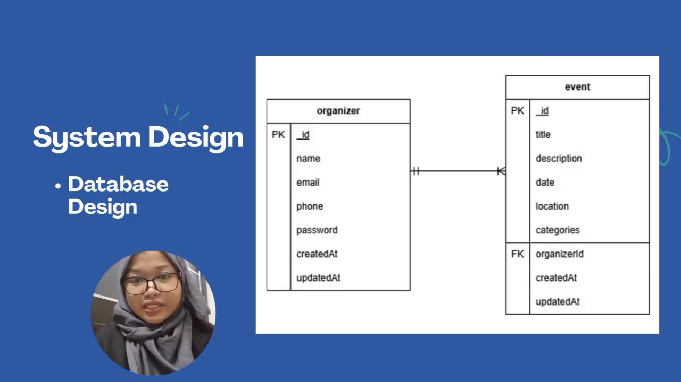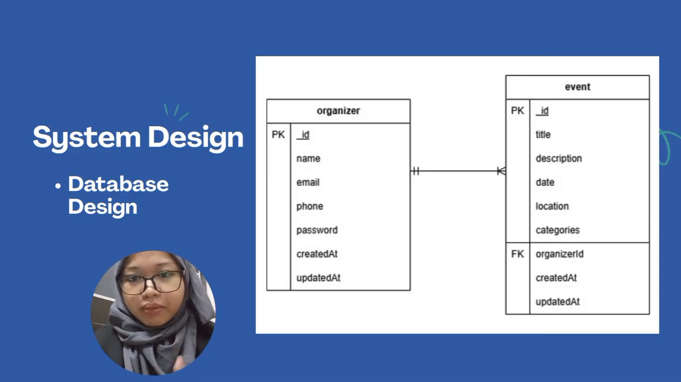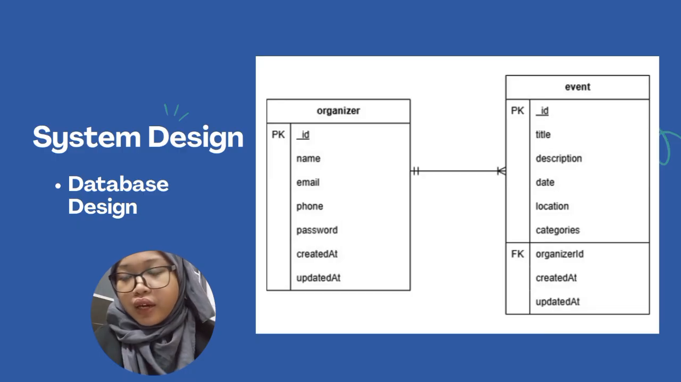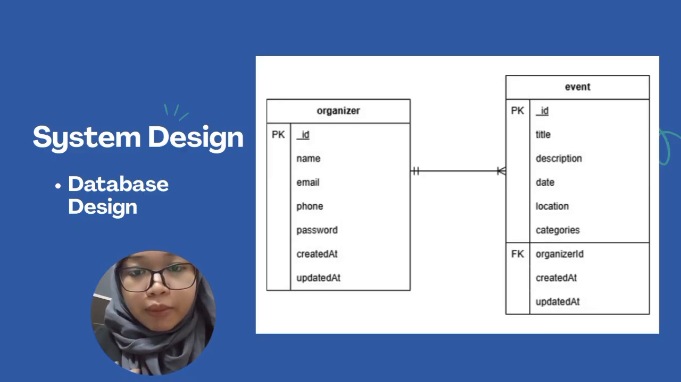Next is the database design. For the organizer, the database will store the organizer ID, the organizer name, organizer phone number, organizer email, password, and what time it was created and updated at.